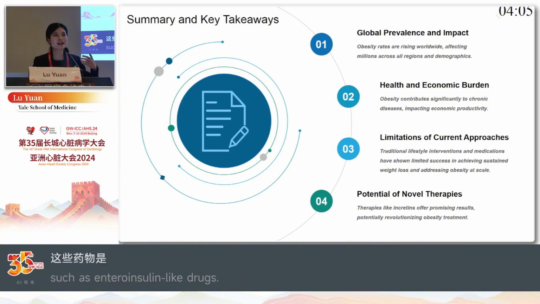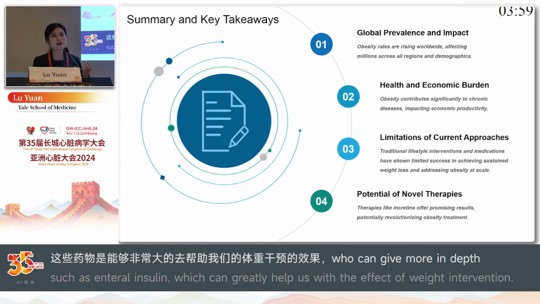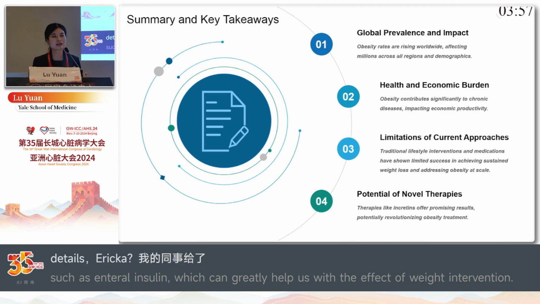So that will connect to the next presentation from my colleague Erica Spass, who can give more in-depth detail on how incretin-based treatment can affect different outcomes.